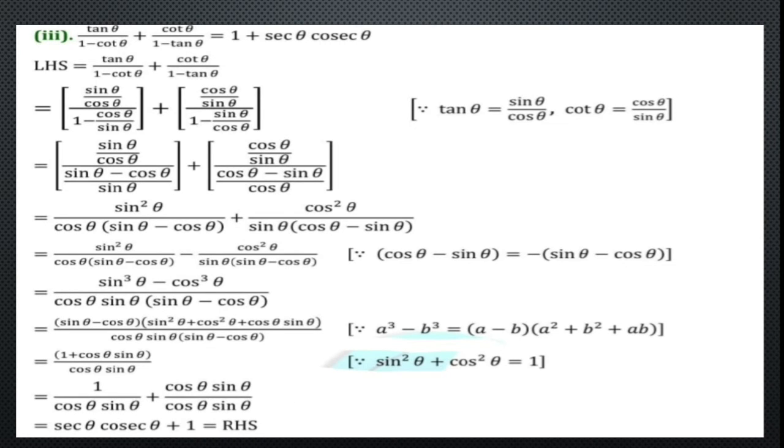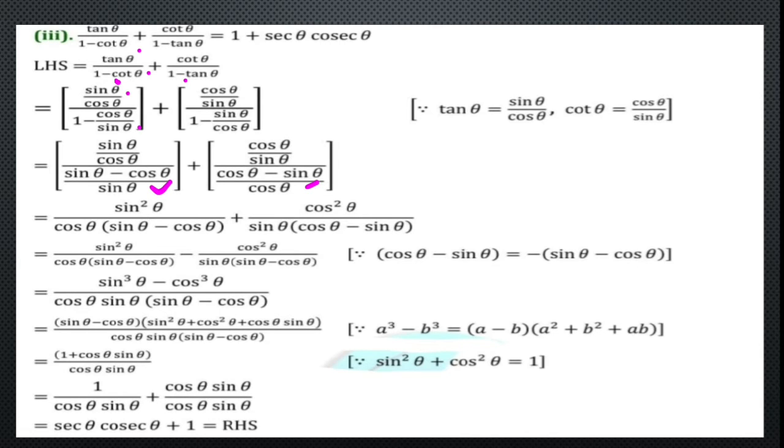Now the next part, part number 3. Here you have to prove that tan theta by (1 minus cot theta) plus cot theta by (1 minus tan theta) is equal to 1 plus sec theta cosec theta. So let us start with the LHS part. This is given. We will transform tan theta and cot theta into sin and cos. In place of tan theta we will write sin theta by cos theta, and in place of cot theta we will write cos theta by sin theta. Put the values. Now do the general LCM.